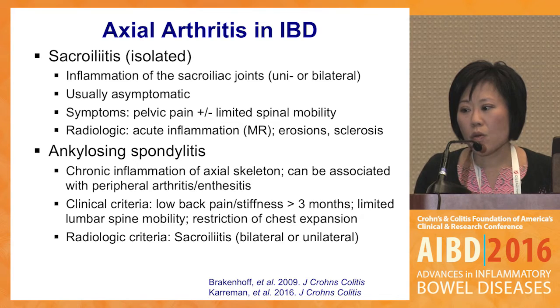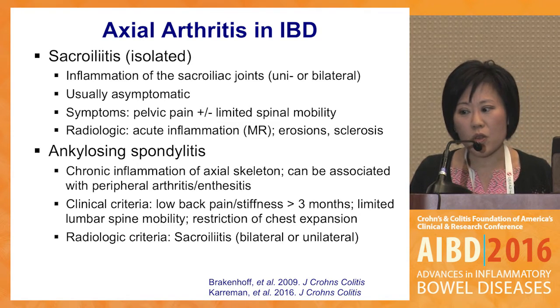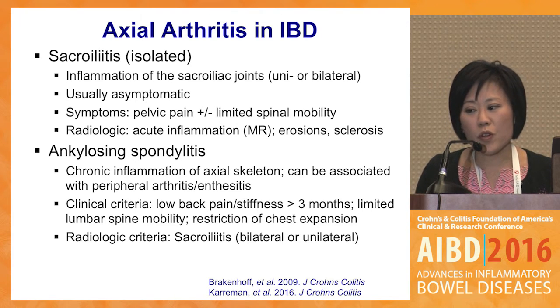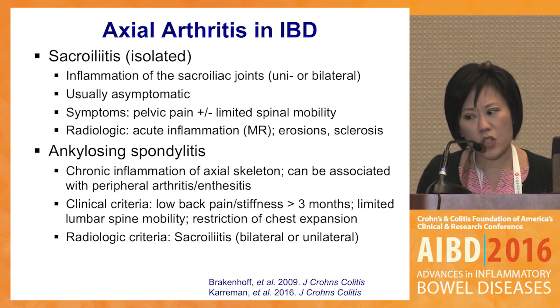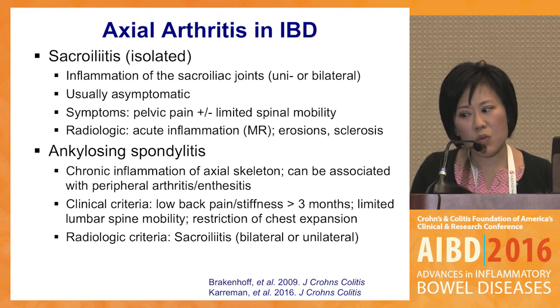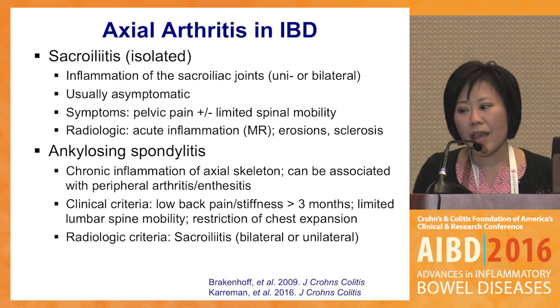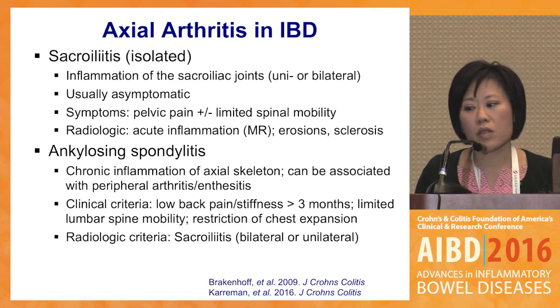And so the other type of arthritis we have to think of is the axial. So you can either have sacroiliitis, which is just isolated, and that refers to the inflammation of the SI joints that could be either uni or bilateral, usually asymptomatic, but when you do have symptoms, it manifests with pelvic pain and plus minus limited spinal mobility. And when you look at it radiologically on MR, you can often see erosions and sclerosis.